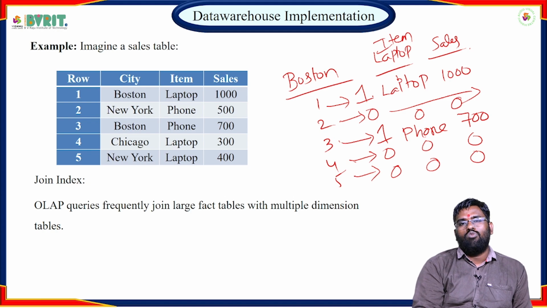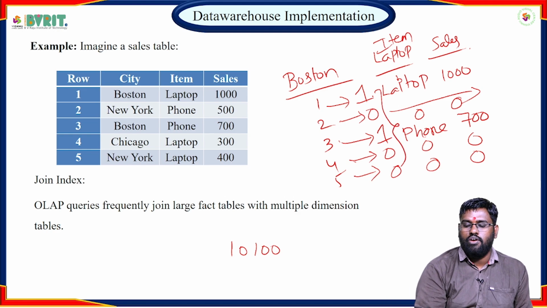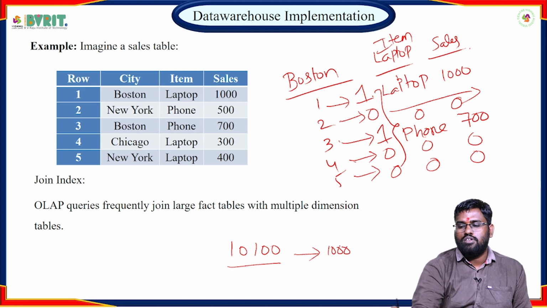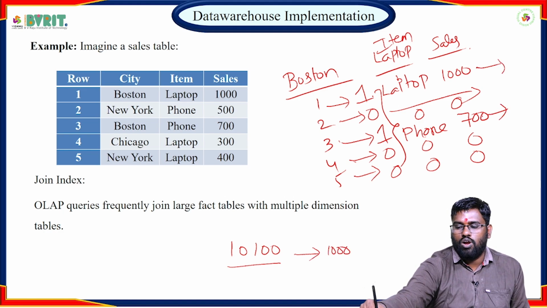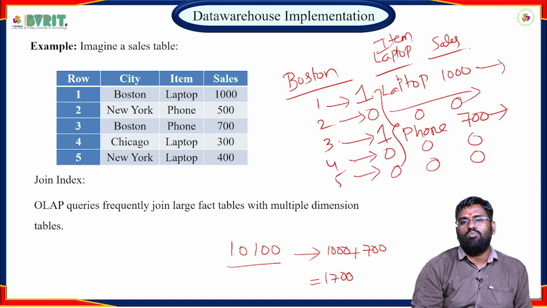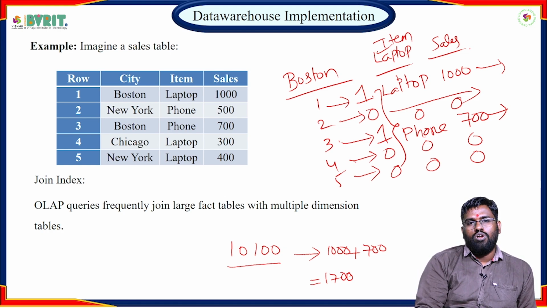Finally, what we have to calculate in the bitmap index is to combine the numbers. The bitmap index numbers are 1, 0, 1, 0, 0, these five numbers we need to count: 10100. Then the sum of the sales values: 1000 plus 700, all the others are zeros, so finally 1700. This is the value for our city Boston. Like this we calculate the bitmap index. So this is about the bitmap index.